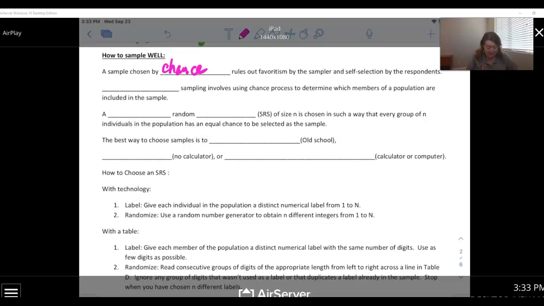So it rules out self-selection by the respondents, and it rules out favoritism by me, the sampler. We call this random sampling when we're using chance. Random sampling involves using a chance process to determine which members of the population are included in the sample. Anytime that we're using that idea of chance, it's considered a random sample.